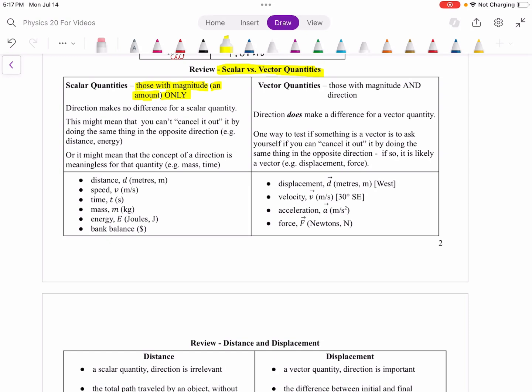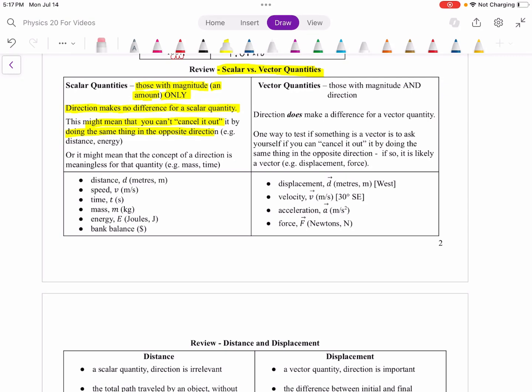They have a number, it comes with a unit, but that's it, okay? They do not have a direction. So direction makes no difference for a scalar quantity. One way you can think about that is it might mean that you can't cancel it out by doing the same thing in the opposite direction. So for example, energy is a scalar quantity, right? So if you think about this, if you run down some stairs and you're feeling kind of tired, you burned up energy, right? Can you now run back up the stairs and get that energy back that you just used?